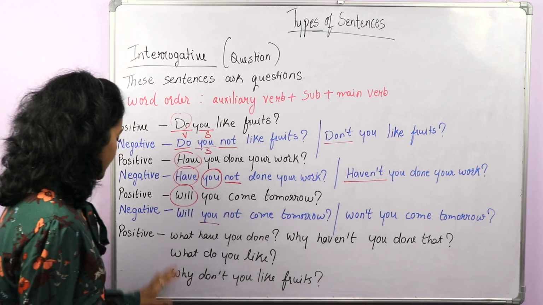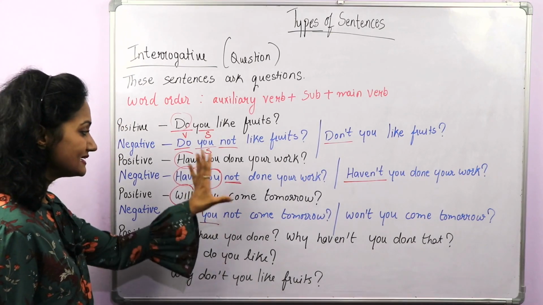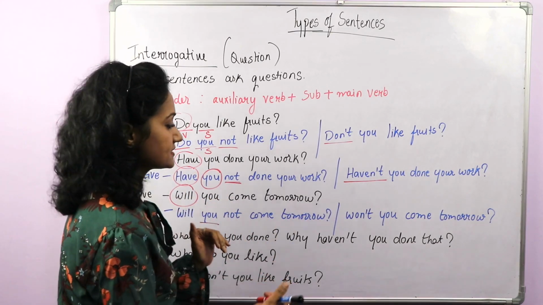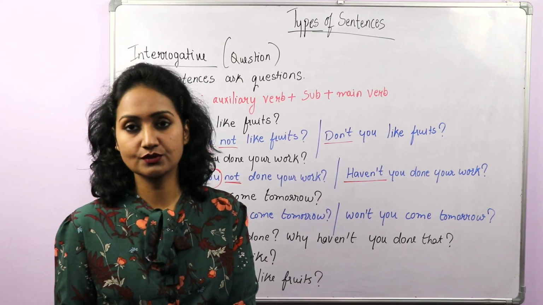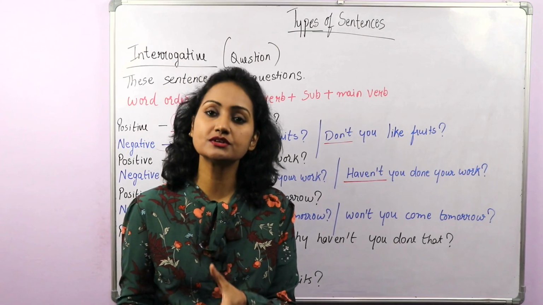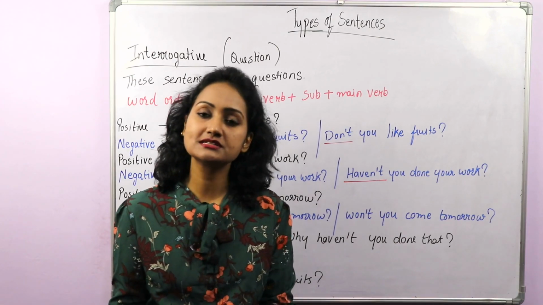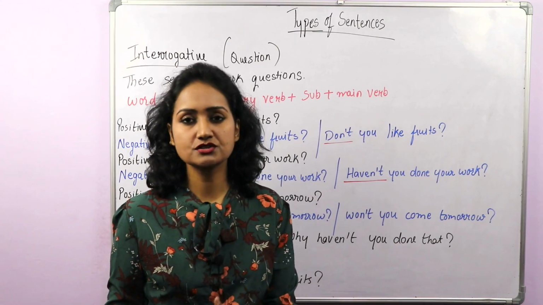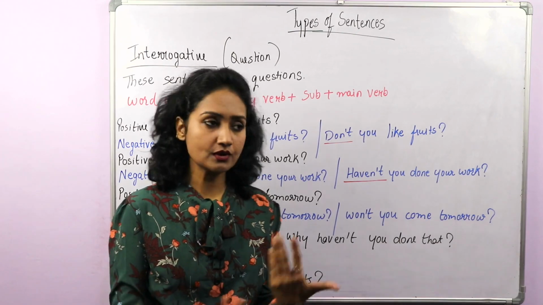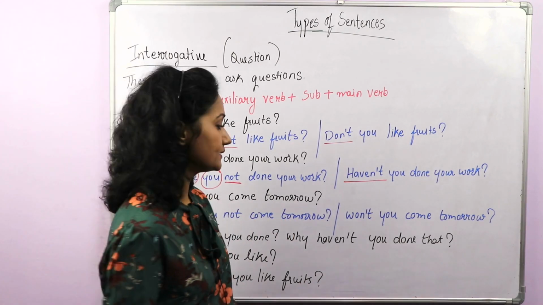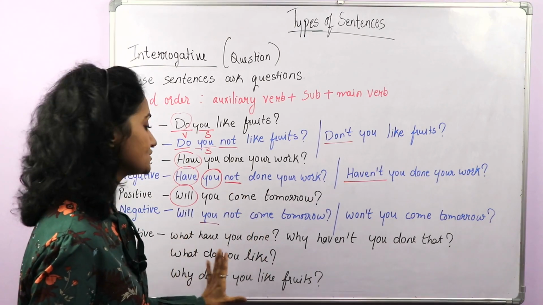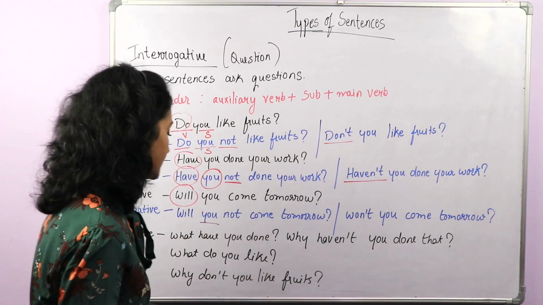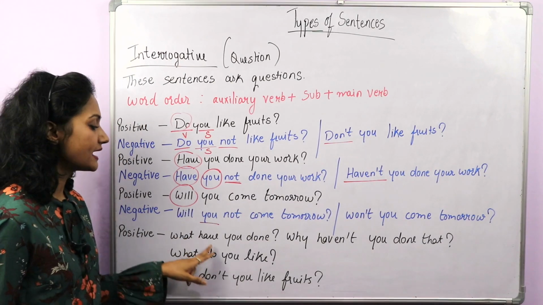Okay. Now, next, these are positive and negative questions. Now we can frame questions using WH words. We call them question words also. So WH words are like what, which, where, how. All these are WH words. Now if you want to frame a question using WH words, how are you going to do that? Here, what have you done?